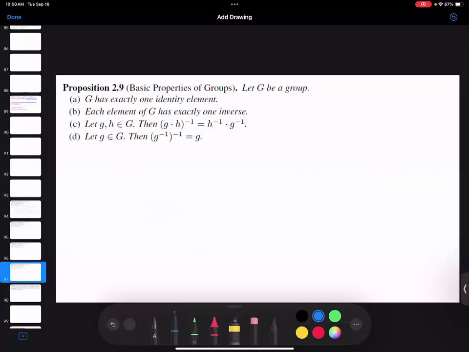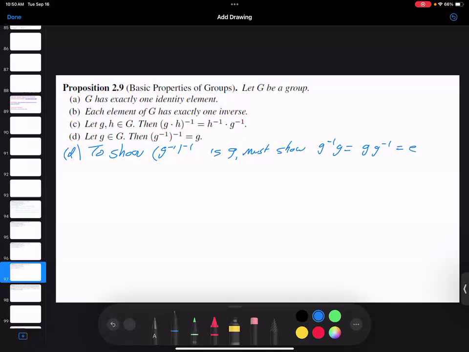So what should we do? If we think the inverse of g inverse is g, what should we do? To show g inverse inverse is g, what must we show? g inverse times g equals e. Yeah, g inverse times g equals g times g inverse equals e.